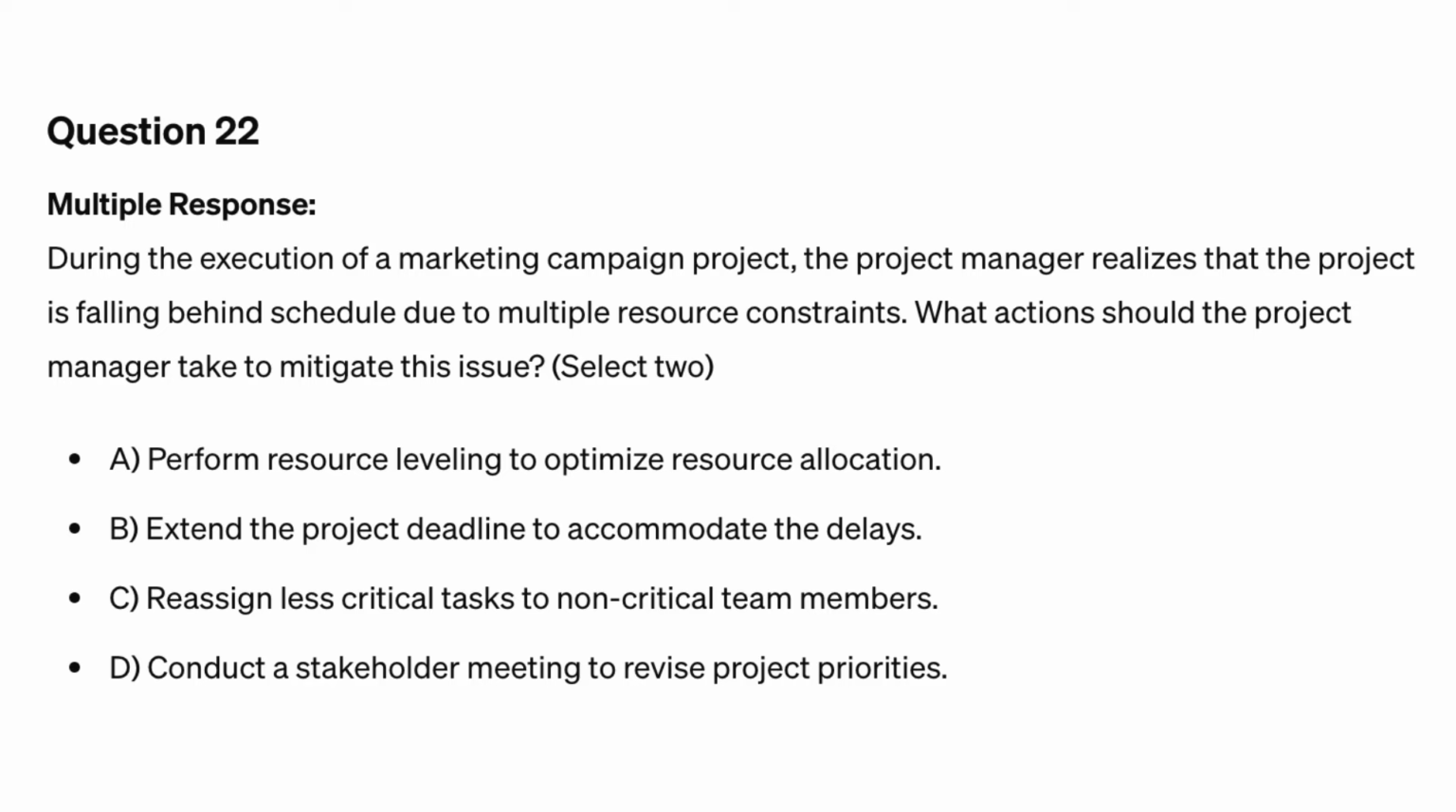Question 22. During the execution of a marketing campaign project, the project manager realizes that the project is falling behind schedule due to multiple resource constraints. What actions should the project manager take to mitigate this issue? Select 2. A. Perform resource leveling to optimize resource allocation. B. Extend the project deadline to accommodate the delays. C. Reassign less critical tasks to non-critical team members. D. Conduct a stakeholder meeting to revise project priorities.